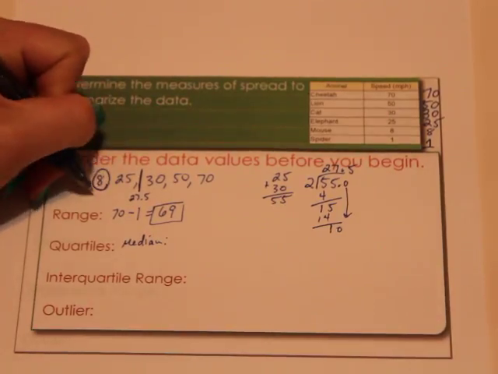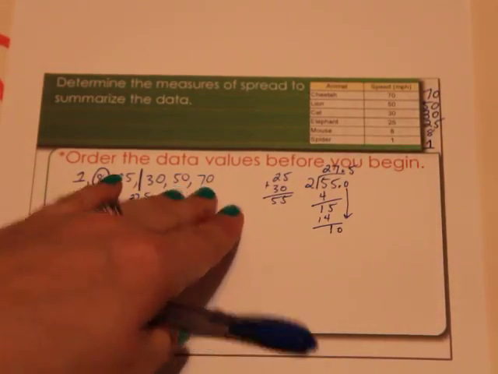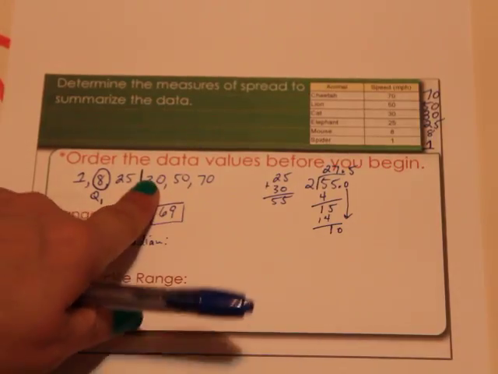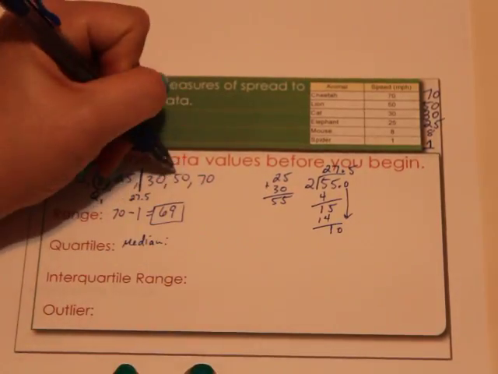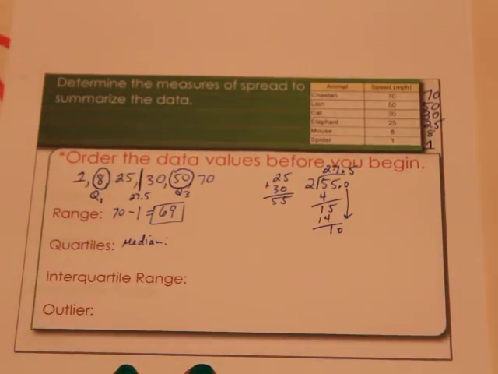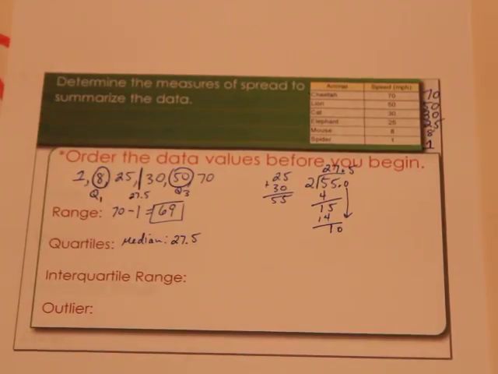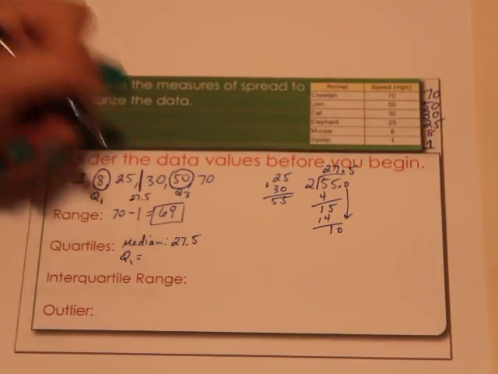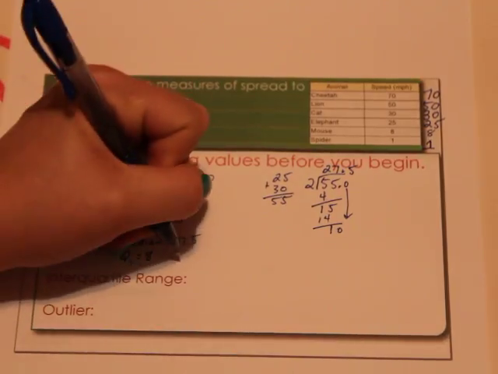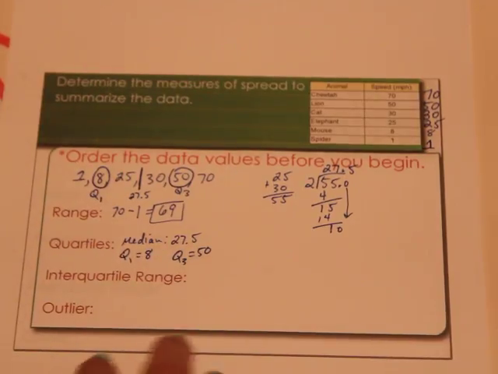So 8 is going to be Q1. Now we need to find Q3. So we look up here. Again, we have three numbers on this side, so the one in the middle is going to be 50. So 50 is going to be Q3. So we have our median, which was 27.5. You have to find your median in order to find your Q1 and Q3. Q1 was 8, and Q3 was 50. So that's how you find the quartiles.